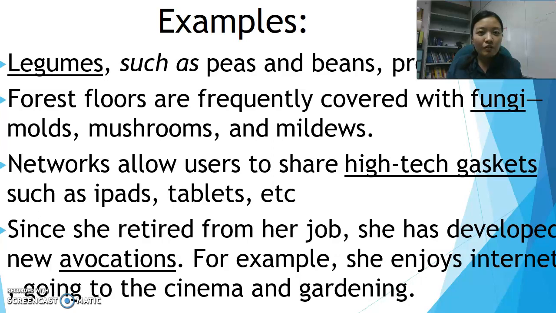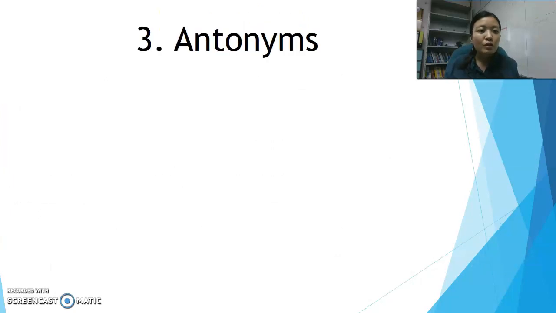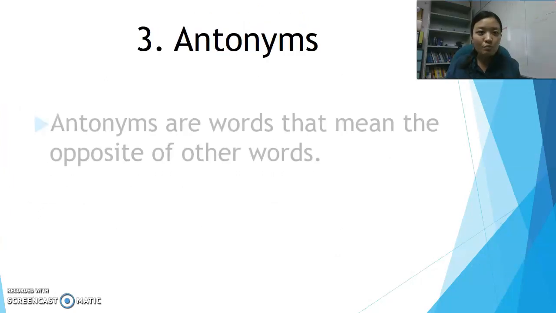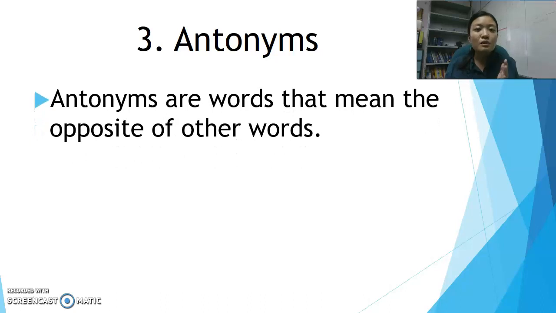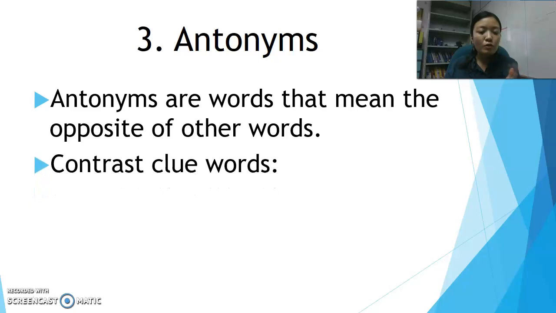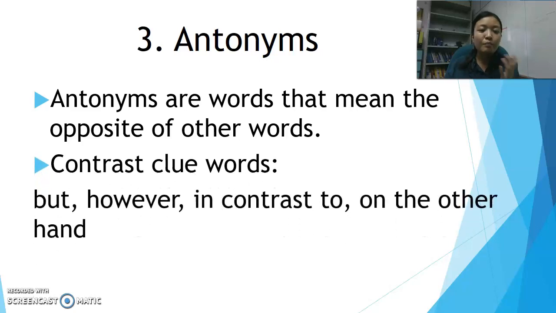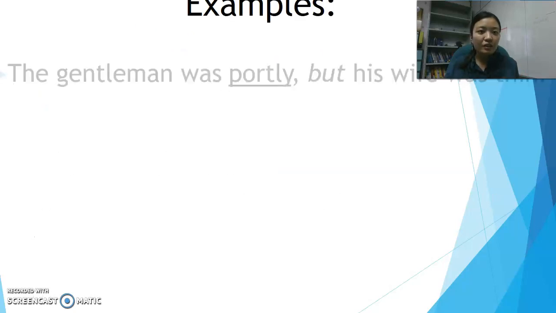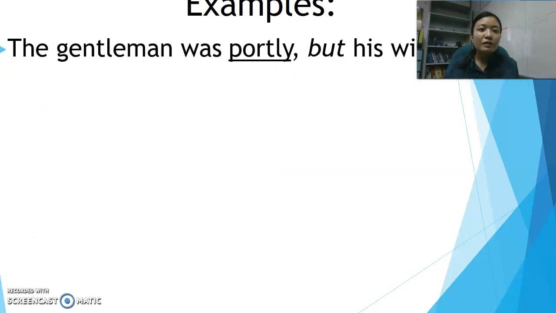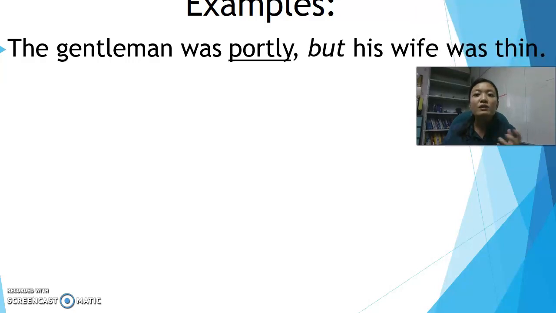Okay? Alright, then we move on to the next type. You can use antonyms as well to guess the meaning. Antonyms means the opposite of the other word. So some of the contrast clue words are words like but, however, in contrast, on the other hand. For example, the gentleman was portly, but his wife was thin.